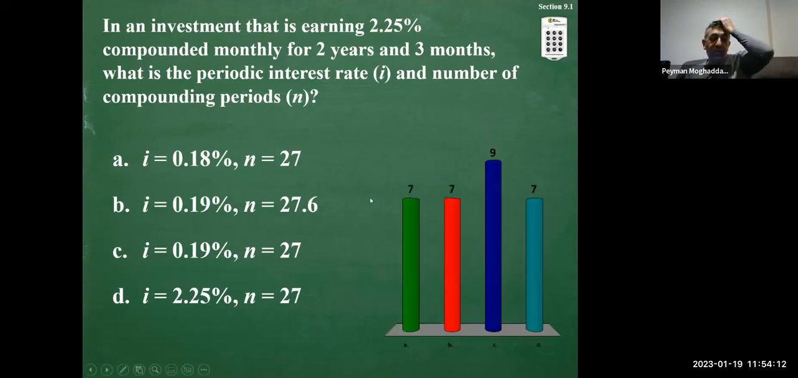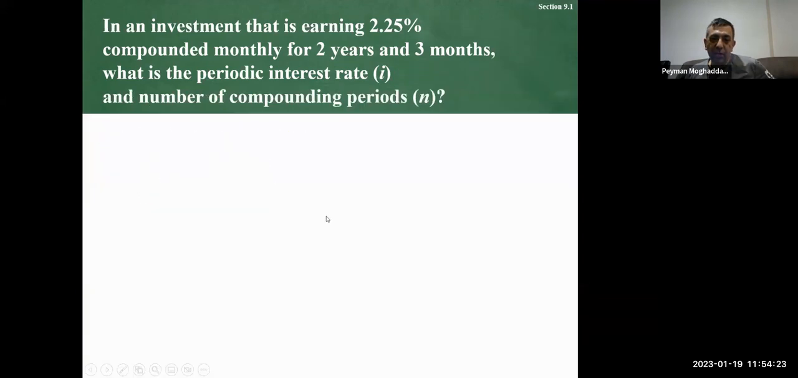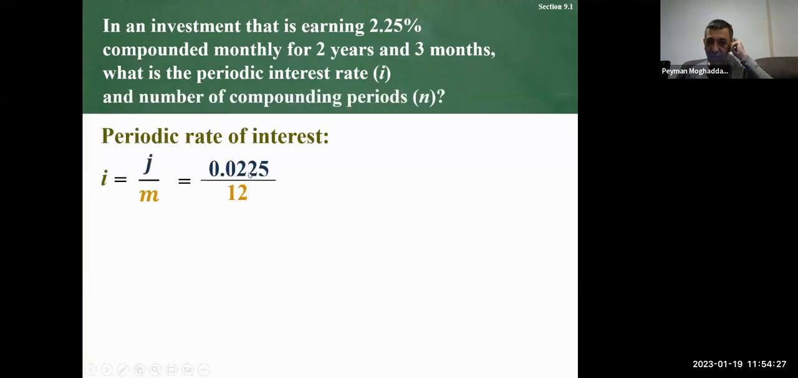All right, so the correct answer is going to be C. Why is it C? Why is it not A? Because you have a rounding effect, right? So let's do this. The periodic interest rate is j divided by m, which is going to be 0.001875. Okay, and you have to round that.